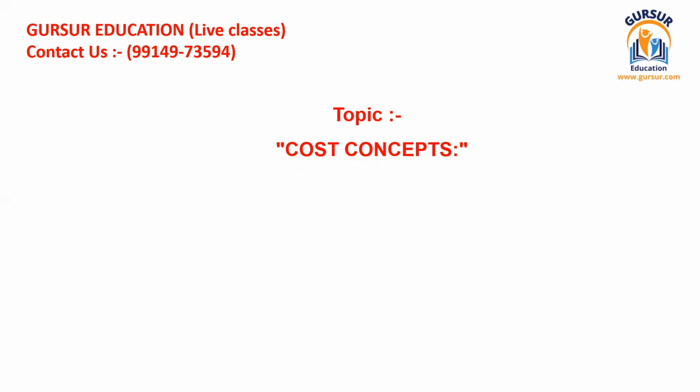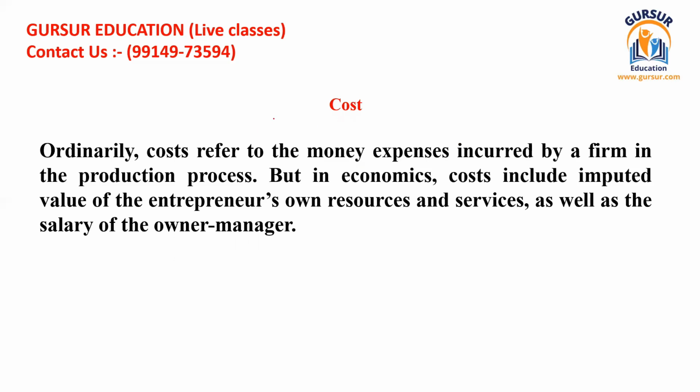Now just going to move further, and this is going to be the first slide, and it tells you what cost is. Cost basically means the money expenses incurred by a firm in the production process. So the firm has to incur the cost in purchasing different kinds of inputs so that they can produce the output and sell this output in the market. But in economics, cost includes the imputed value of entrepreneurs' own resources and services, as well as the salary of the owner manager. So all these things are included in the definition of a cost.